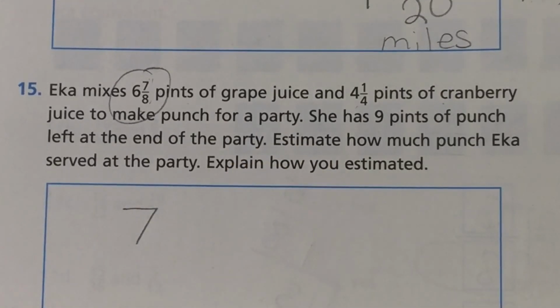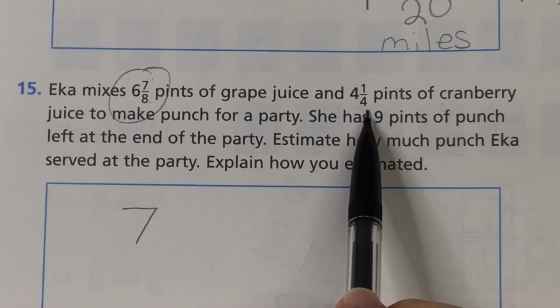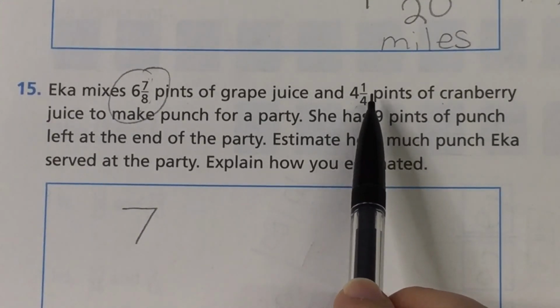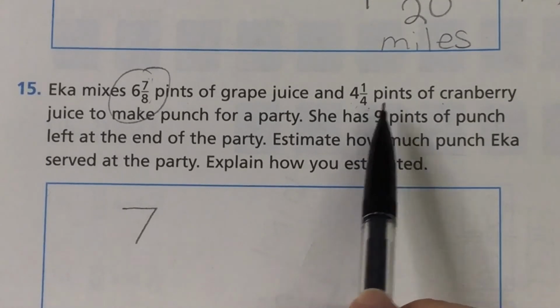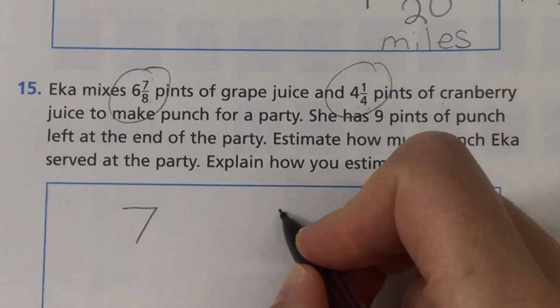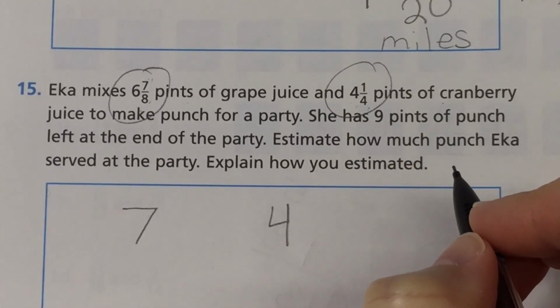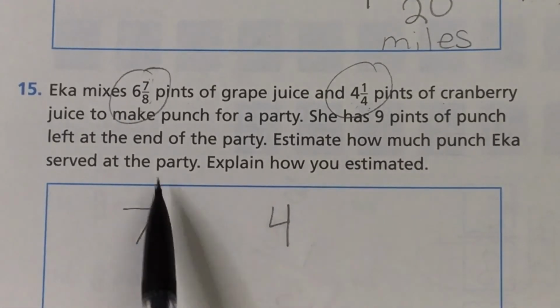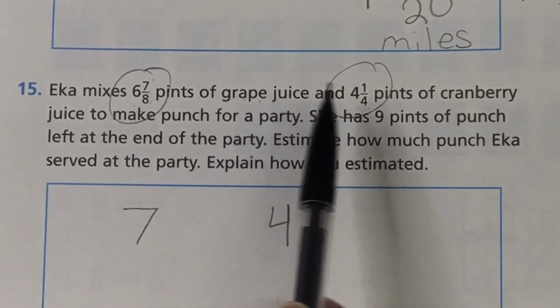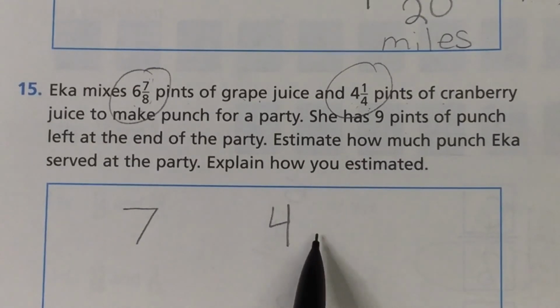And then we're looking at our next mixed number, 4 1/4. This one could be rounded either way. It could be rounded to 4 or rounded to 4 1/2. I think I'm going to choose to go down this time because it'll be just a little bit easier for my math. So I'm going to round 4 1/4 to 4. Now, this is how much she mixes of this and how much she mixes of that. So she has 9 pints at the end. How much did she serve?